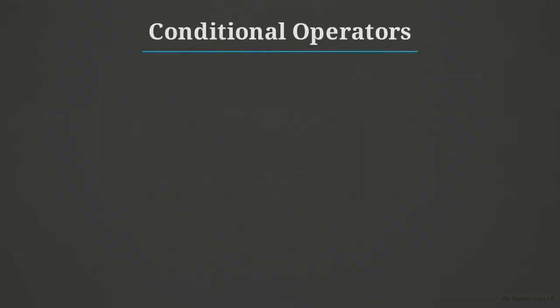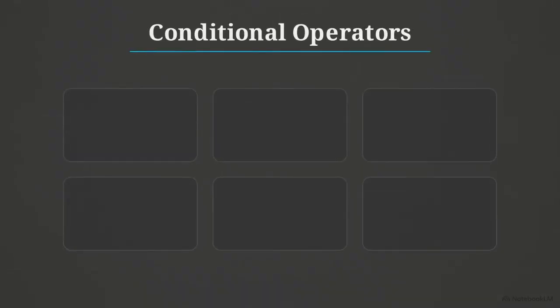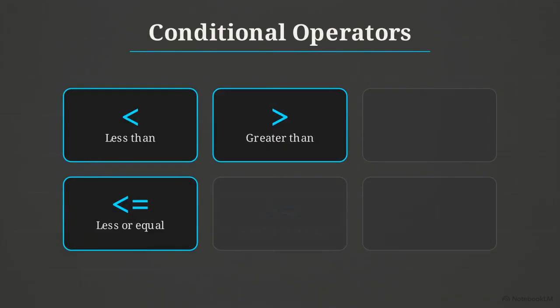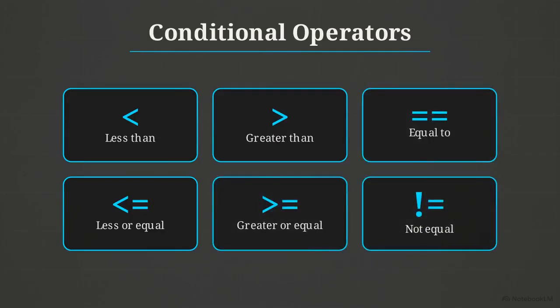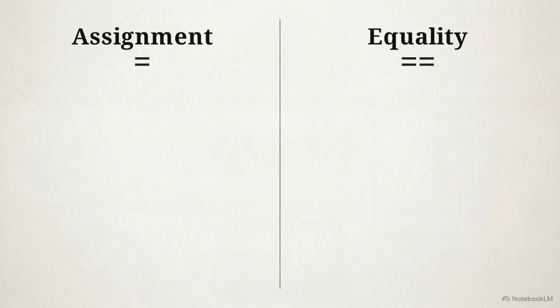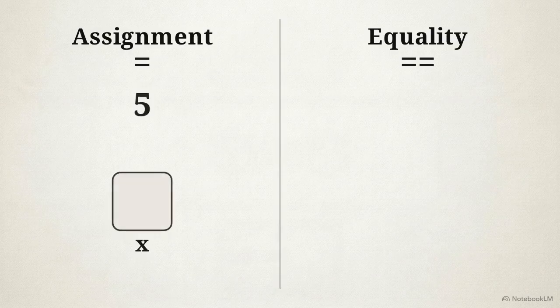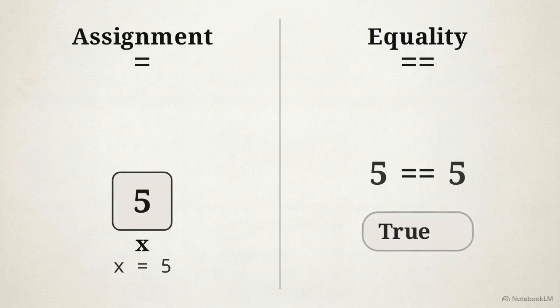To build more complex logic, we need conditional operators, like less than, greater than, or equal to. Pay close attention to the difference between a single equal sign and a double equal sign. A single equal sign assigns a value to a variable. A double equal sign actually checks if 2 values are identical.